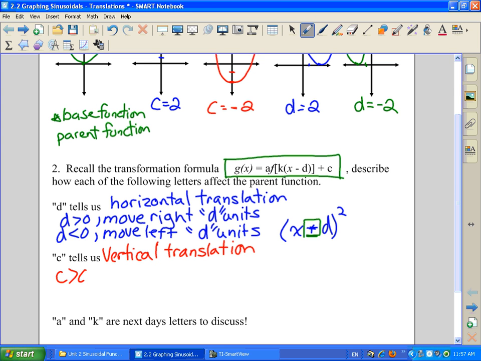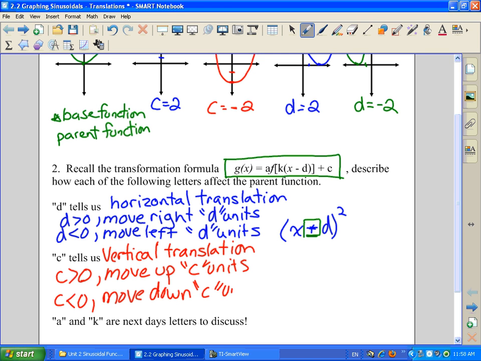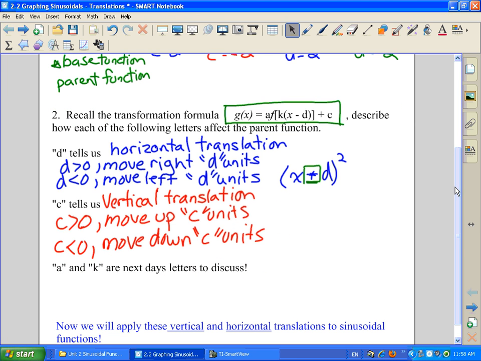So vertical translation: if C is greater than 0, we're going to move up C units. And if C is less than 0, or in that case negative, it's going to move down C units. All right, and just remember guys that we're going to do the A and the K part next days.